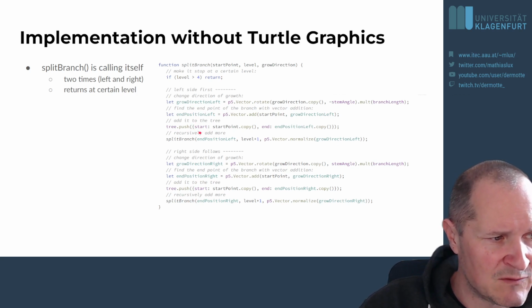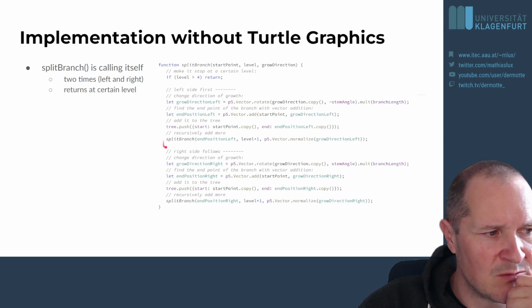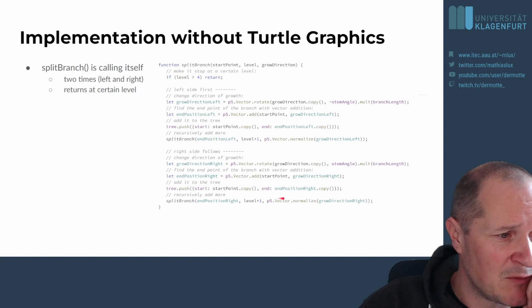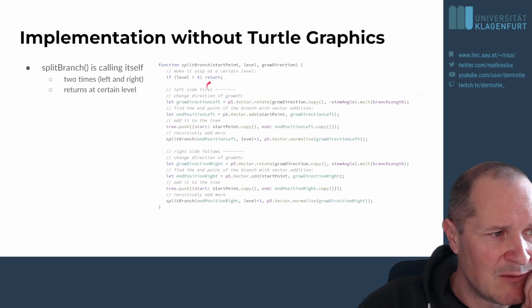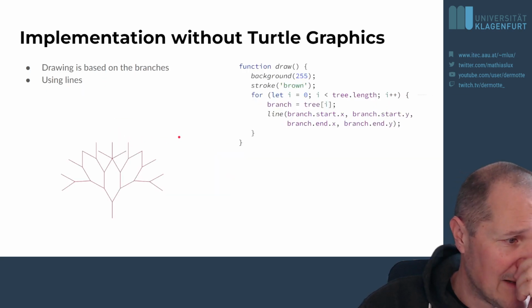So the end position before that would be the start point, and we push it to the tree: start point, end point, and grow direction. End position, level plus one gives us the level, and also the right side. So for each split branch, we call it twice in the method, which means it's recursive. At some point we need to define where to stop, so we make it stop at a certain level, level 4, and then we return.